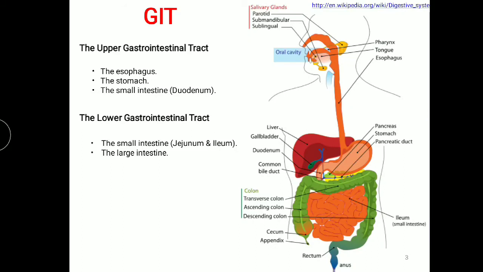So, there are four major functions of the large intestine. They are recovery of water and electrolytes. The second one is the formation and storage of feces. The third function is fermentation of some of the indigestible food matter by bacteria. And the last function is the production and absorption of vitamins like vitamin B12 and vitamin K.